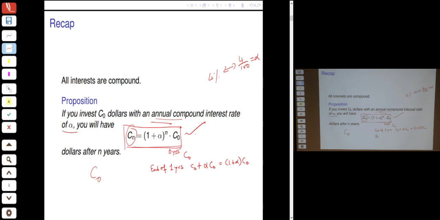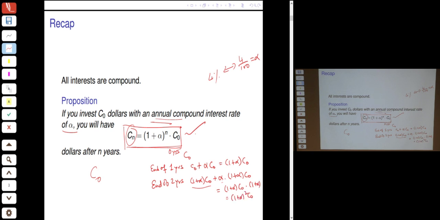At the end of 2 years, well, you started the year with (1 plus alpha) times C0, and on top of that amount, during the second year, you have accumulated interest at the rate alpha. So your interest for the second year will be alpha times your amount at the beginning of the second year. So this is alpha times (1 plus alpha) times C0. Okay. So you can simplify this as (1 plus alpha) times C0 times (1 plus alpha). So this is (1 plus alpha) squared times C0.